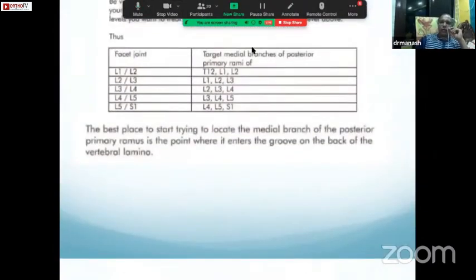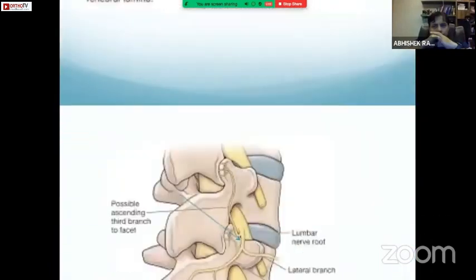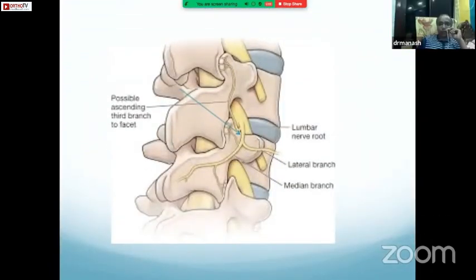And our target is the medial branch of the posterior primary ramus. We have to be very particular about it when we do the radiofrequency ablation, because it's a nearly permanent damage to the nerve. So this is what was already explained, the Scotty dog appearance. This is a diagrammatic representation, and this is the medial branch.